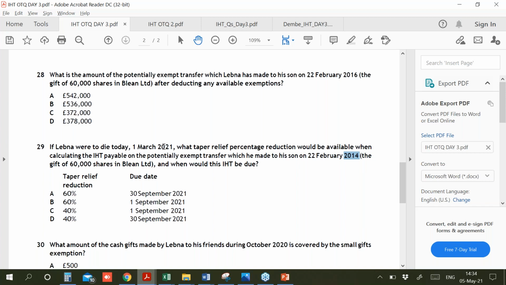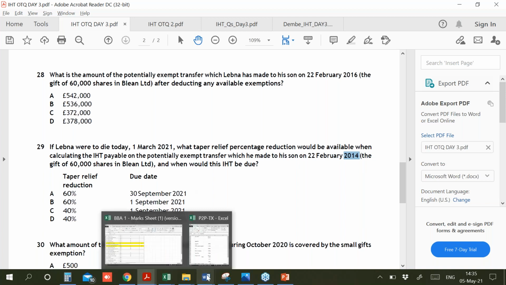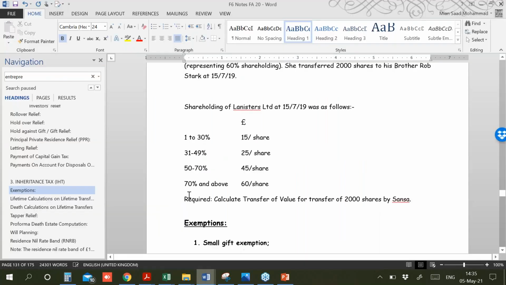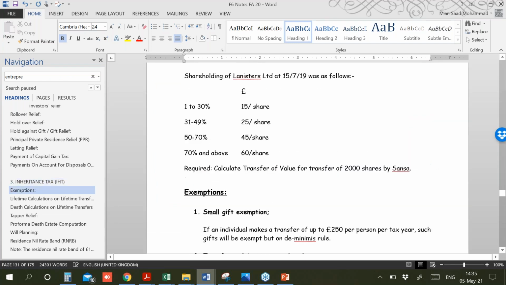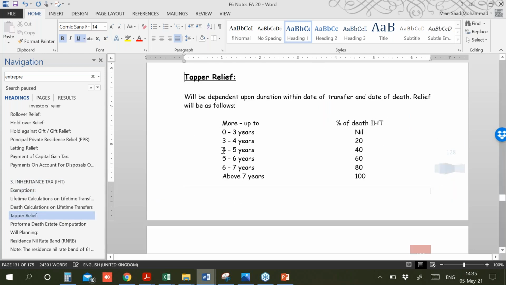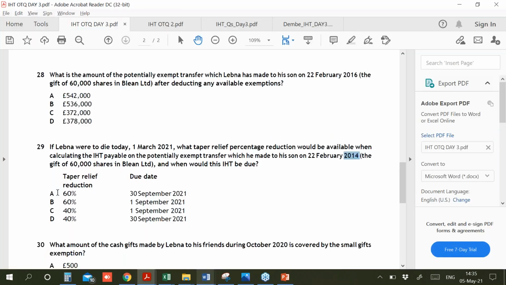If I take exactly 5 years, it will be February 2021. But the death has happened even after 5 years. So I guess 5 to 6 years. And for taper relief, the table will be given to you in the question. You do not have to learn that. So you can see that for 5 to 6 years, the percentage of taper relief discount is 60%. So if I come back to the question, the answer can only be either A or B. It cannot be C or D.